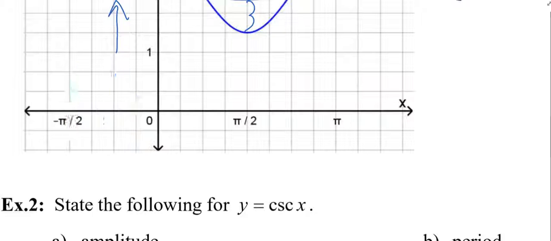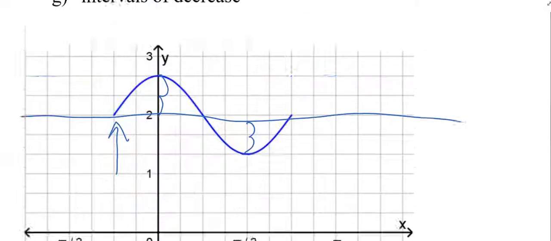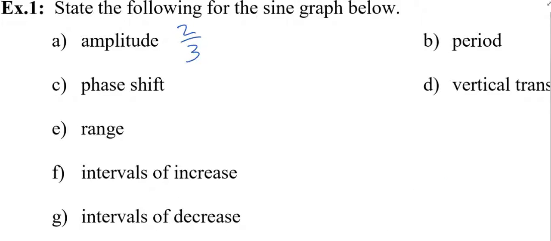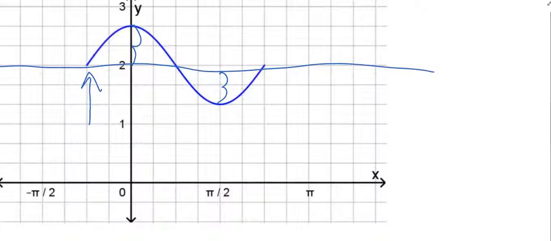Okay, so we've got our scale. It's counting by pi by 8s. And we've got our phase shift. We went left pi by 4. So my phase shift is left pi by 4. Oh, I'm not doing these in the right order. It doesn't matter. Period. So that's from negative pi by 4 to what's this?